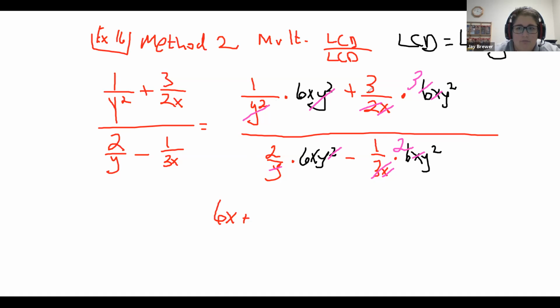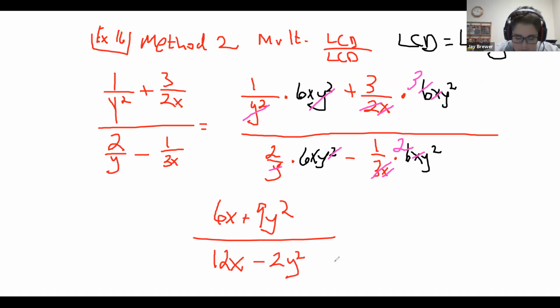All right, so 6x plus, and then we have 3 times 3y squared. So that's going to give us a 9y squared over 2 times 6x, which is 12x. And then minus 1 times 2y squared, so 2y squared.